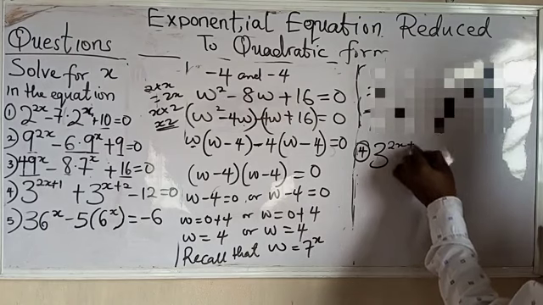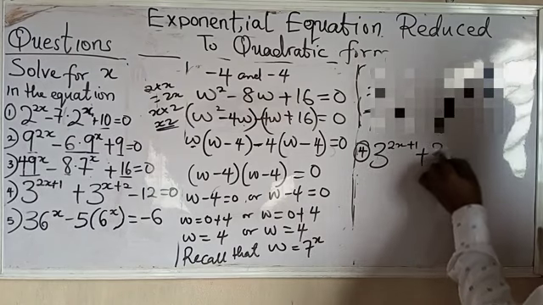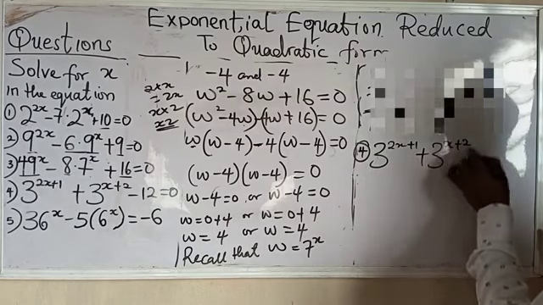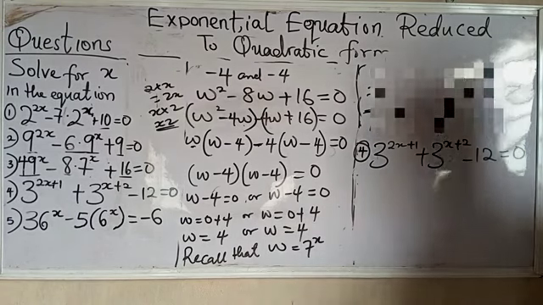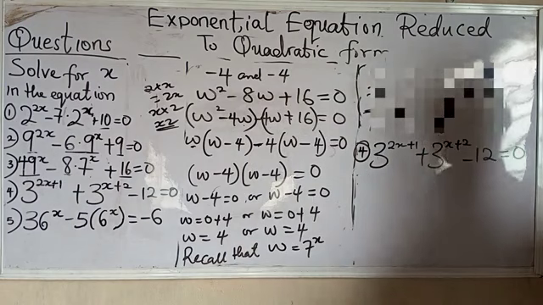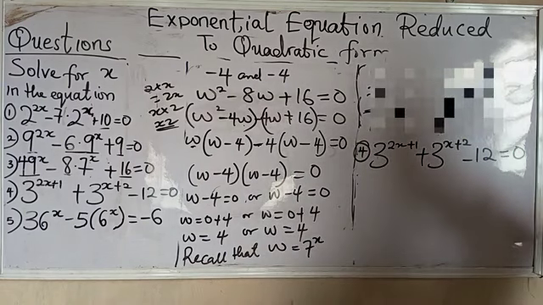2 raised to power x plus 1 plus 3 raised to power x plus 2 minus 12 equals 0. So how do we go about this?